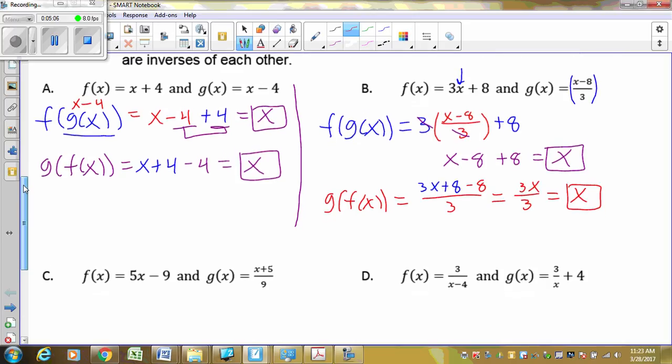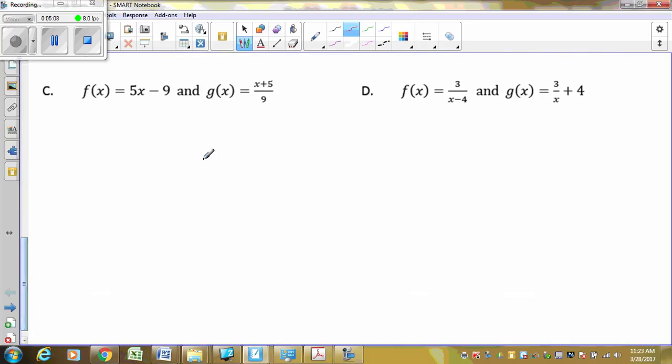Alrighty then, let's go ahead and look at C. So right here, let's go ahead and get started. So we'll do f of g of x. So we're going to take this whole thing right here and put it right there, pretty much like the last problem. So let's see, we'll color code this. So 5 times x plus 5 all divided by 9. We got minus 9 over here.